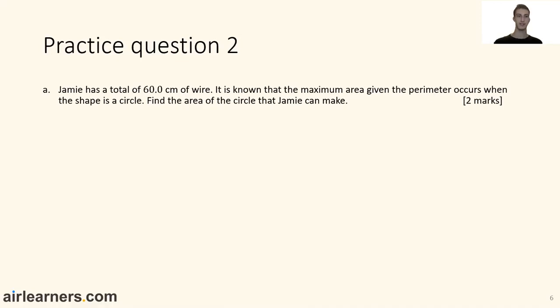Practice question number 2. This takes a little bit more thinking perhaps. Jamie has a total of 60 centimeters of wire. The maximum area given a perimeter occurs when the shape is a circle. So I want you to find the area of that circle that Jamie can make, assuming of course that they use all of the wire. Worth 2 marks again, so shouldn't take you any more than a couple of minutes.